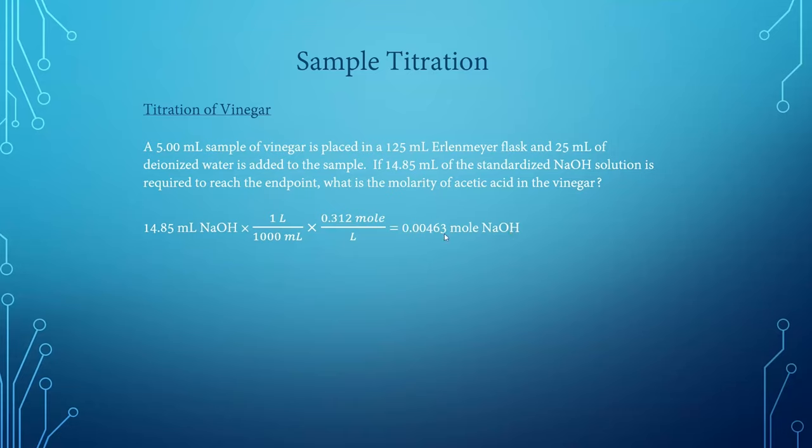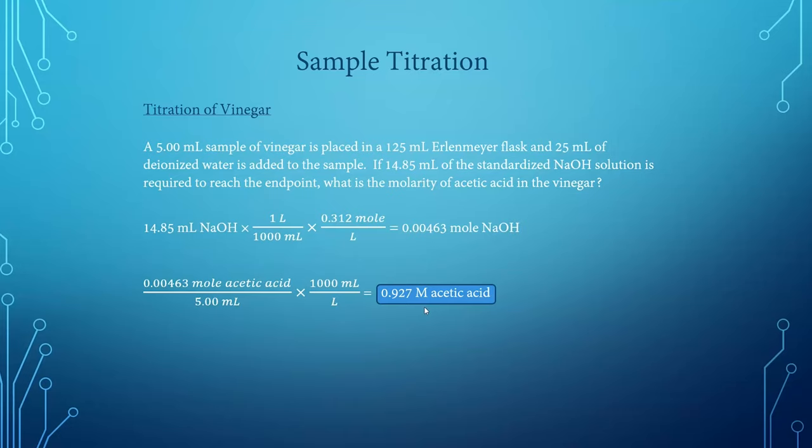Because it's a one-to-one ratio, of course, the number of moles of acetic acid is going to be the same. So we know the number of moles of acetic acid in the sample. We know its volume in milliliters, but of course, to get molarity, we'll need to change that into liters. And now, there's the molarity of our sample. So we've been able to determine the molarity of acetic acid in that unknown solution.